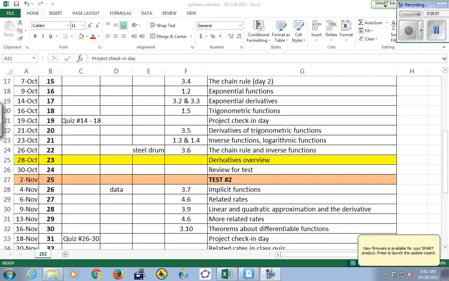Right, so we've got our derivatives overview class today. We're just going to be practicing using all of the derivative rules that we've learned in combination. On Friday, we're going to review for a test, and Monday you'll take test 2.